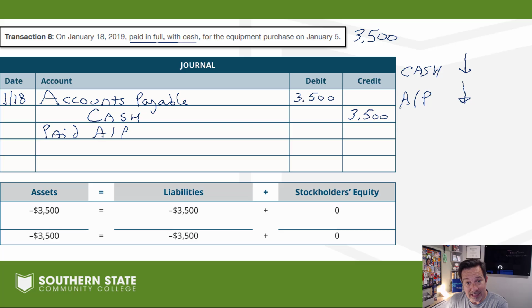How does that impact the accounting equation? Assets have gone down 3,500 from where we paid cash out the door. The account payable has gone down. So one side goes down, the other side goes down. Moving right along.